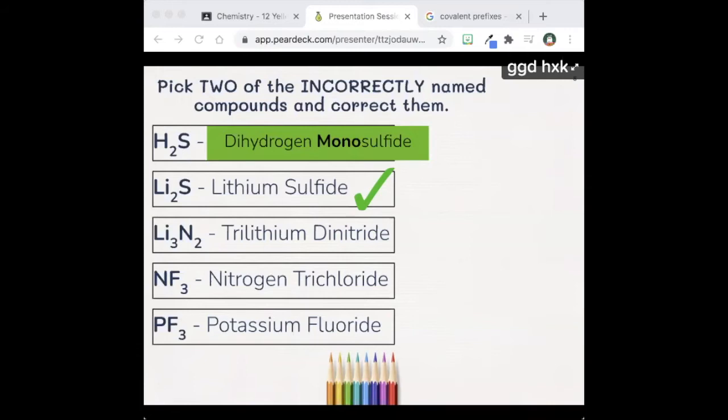Okay. Third one, Li3N. Just like the one above, lithium is a metal, nitrogen is a non-metal, so this is ionic. So you do not use the prefixes. It is simply lithium nitride.